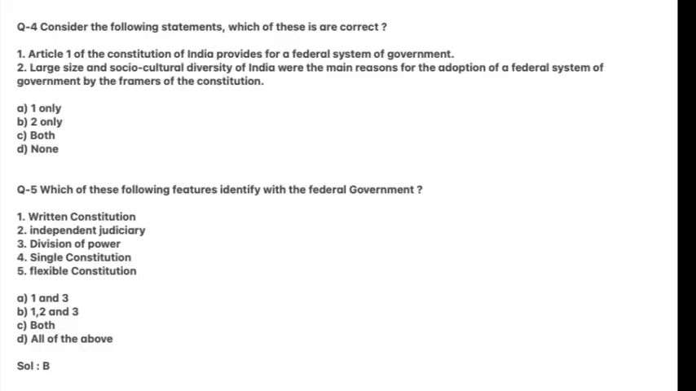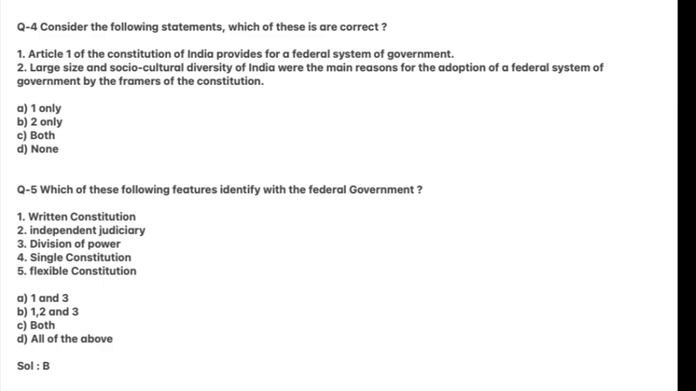Next, consider the following statements. Which of these are correct? One, Article 1 of the Constitution of India provides for a federal system of government. Second, large size and social cultural diversity of India were the main reasons for the adoption of a federal system of government by the framers of the Constitution. So answer is B only.